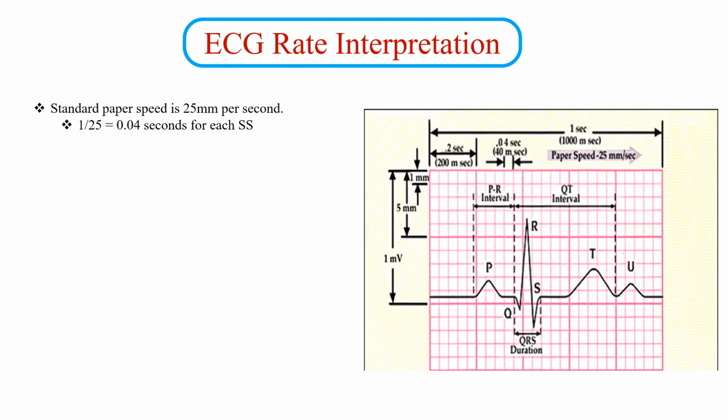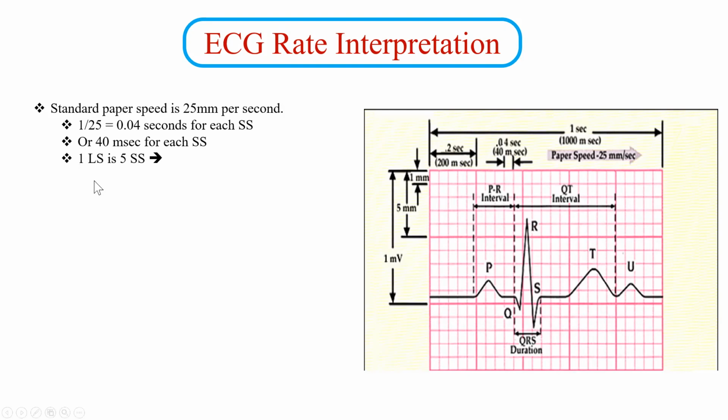Now, 0.04 is the same as 40 milliseconds, because if we want to convert from seconds to milliseconds, we multiply by 1,000. So 0.04 seconds is equal to 40 milliseconds. Just to remember these numbers and how we convert them. So for each small square, it needs 0.04 seconds to be ejected from the machine.